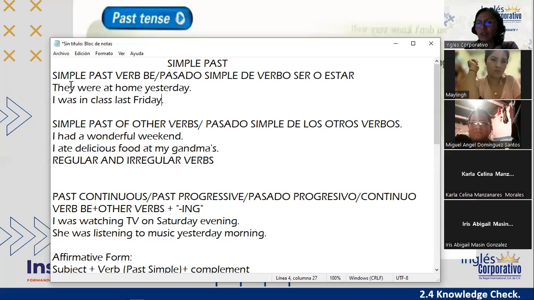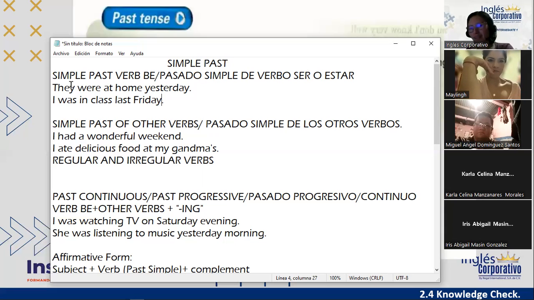Luego dijimos que la segunda forma, it's simple past of other verbs. Entonces, todos los demás verbos que no sean el verbo to be van a entrar en esta category o categoría, right? Dentro de esa category, we have also two types of verbs. Tenemos los regular verbs and irregular verbs, right? Y decíamos que dentro de esa categoría sí hay auxiliares que son los que nos ayudan con las oraciones, que en este caso es didn't para negativos y did para preguntas.